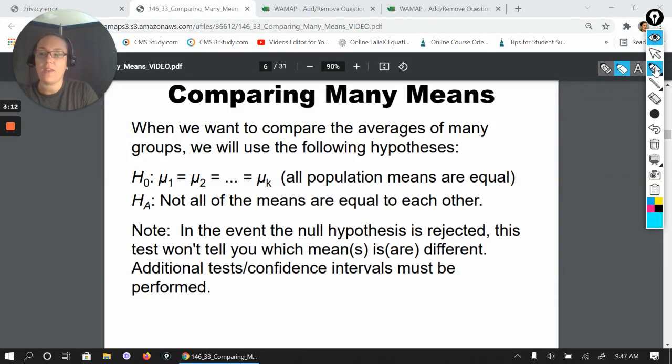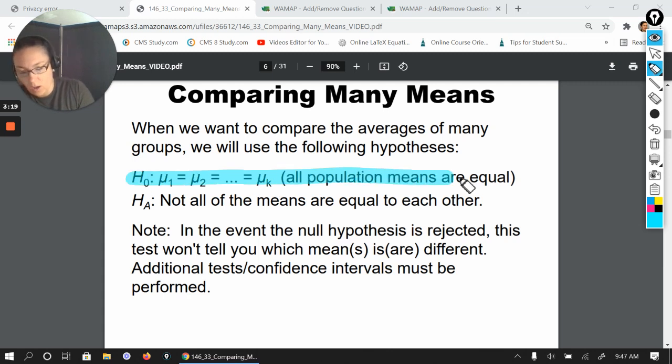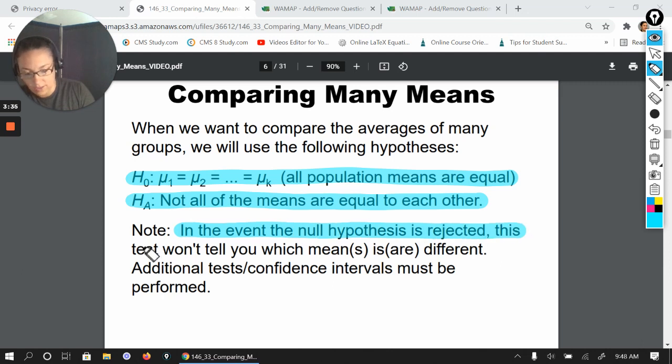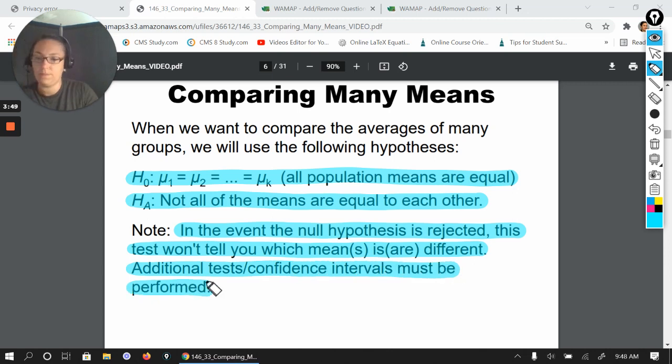When we want to compare the averages of many groups, we will use the following hypotheses. So the null hypothesis will say that all population means are equal to each other. The alternative hypothesis will say that not all of the means are equal to each other. And this little note down here says, in the event the null hypothesis is rejected, this test won't tell you which mean is or which means are different. Additional tests or confidence intervals must be performed.